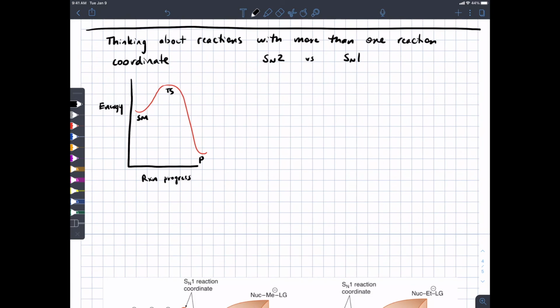So in substitution reactions where you have a starting material, let's have this be a leaving group and some nucleophile. As you go from starting material to products, you form a new bond between the nucleophile and the carbon, and the leaving group leaves. And so you have two different things changing here. You have the formation of the nucleophile carbon bond, and you also have breaking of the carbon leaving group bond.